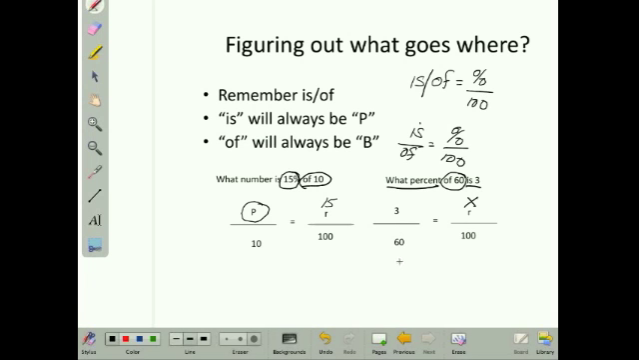To solve, I do 3 times 100 is equal to 60 times my unknown. 3 times 100 is 300, is equal to 60R. I divide both sides by 60. My zeros cancel. 30 goes into 6, 5. So my R is 5. Now this is asking for percent. Make sure that when it asks for percent, you add the percent sign. My answer is 5%.